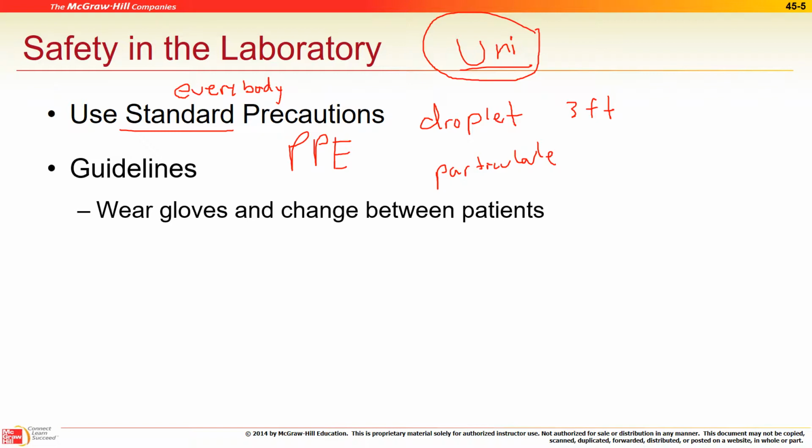What if it's particulate precaution? What do you need? You need a HEPA mask. Droplets only fly about 3 feet, but particulates stay suspended in the air for a long time. So you'll still breathe them in across the hall, even across the room.